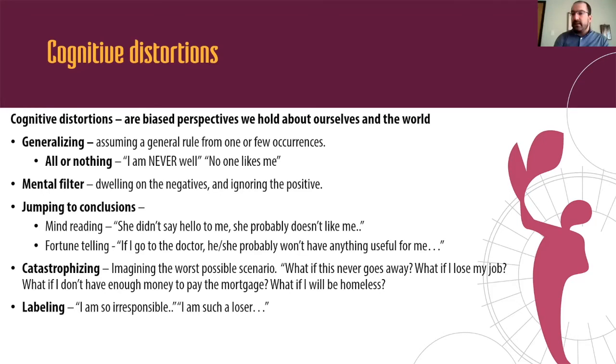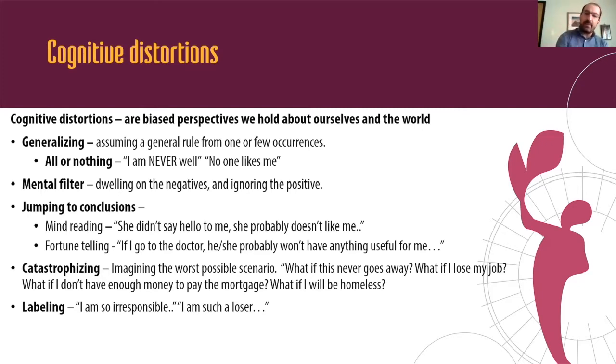Labeling. Labeling is usually when we're putting some form of a label either on ourselves or on someone else, and the label is usually negative. For example, "Such and such happened. I am so irresponsible. I'm such a loser." Especially when we give some form of a title. The problem with that is that the whole individual becomes that title, and we're missing that there might be other aspects to us or to that person.